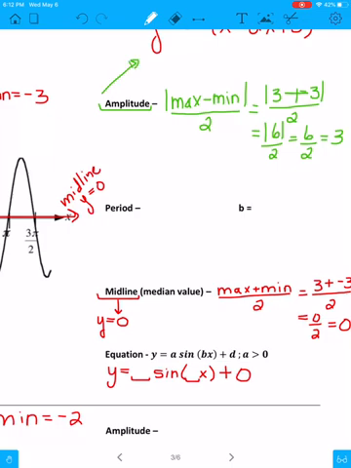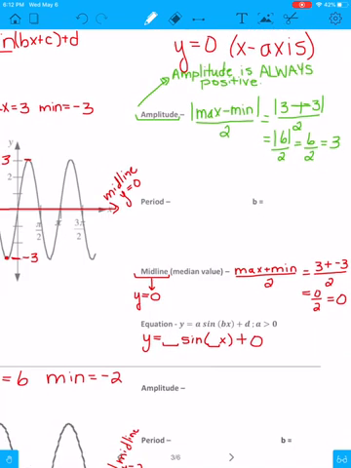If you want to write up here, you can say amplitude is always positive. And we'll write that on the front page when we go back to it. But for now, we're just going to put it here. Amplitude is always positive. So if you ever think it's negative, it's not. It can't be. So my amplitude is 3.